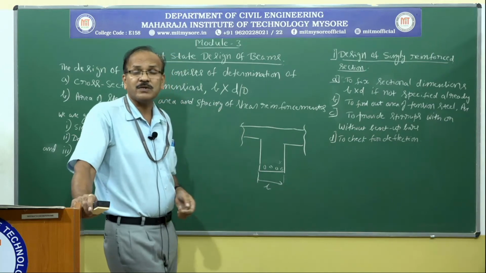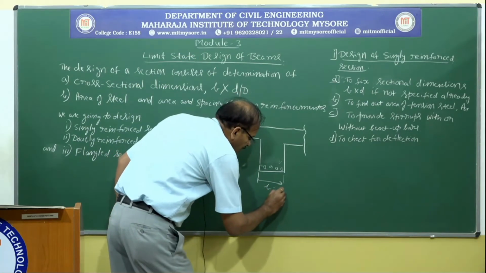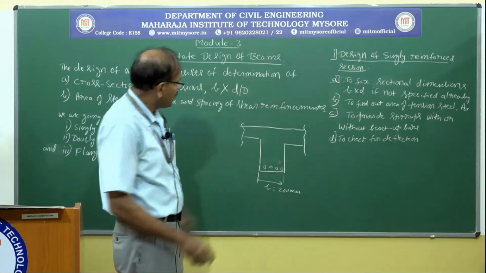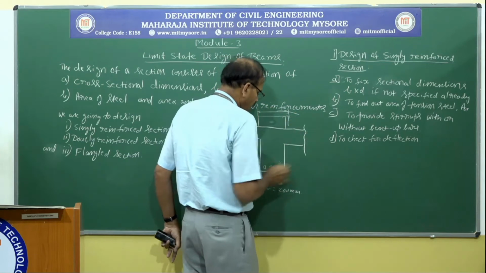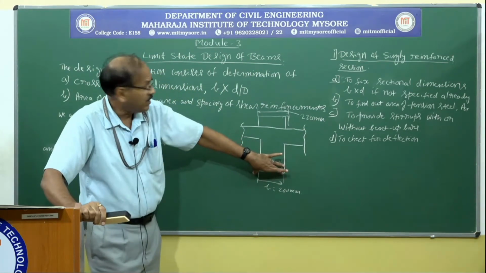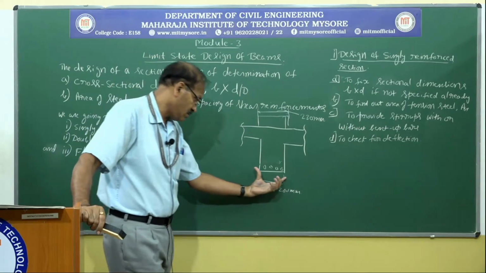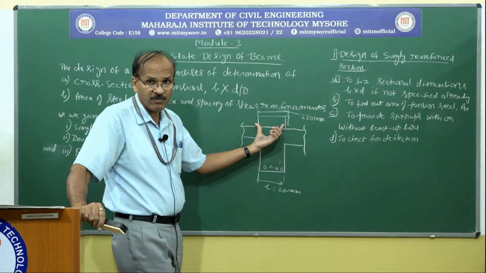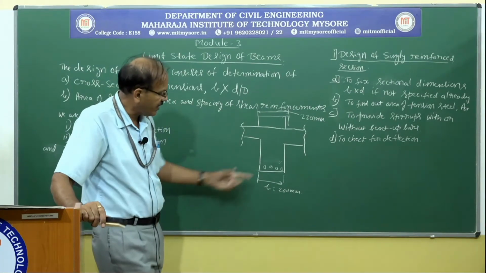Not only that, say for example B is 200 millimeter, I am just assuming the width of the beam. Over the beam you are constructing a brick wall, and the wall thickness is say 230 millimeter. So this is 200 millimeter, this is 230 millimeter, but this is not recommended. So we have to fix the width in such a way that if a wall is coming, the width should be at least equal to the thickness of the wall, and it can be greater than the thickness of the wall. That is the way we fix the width.